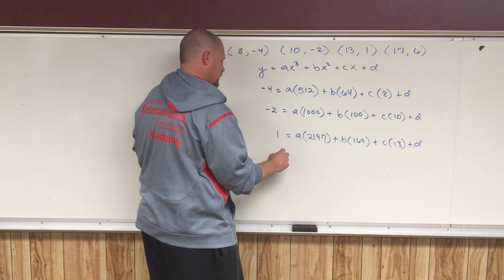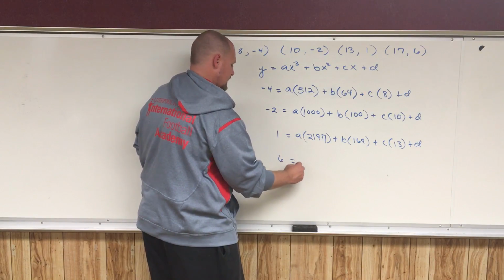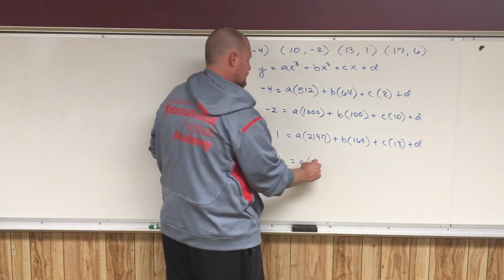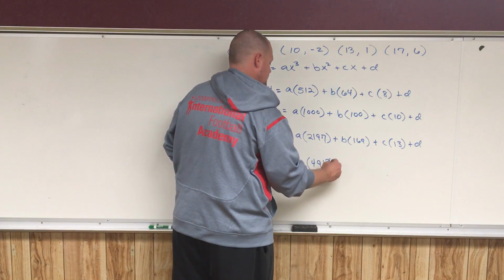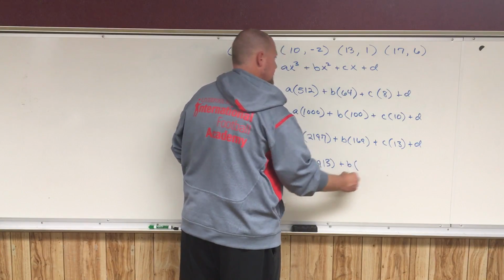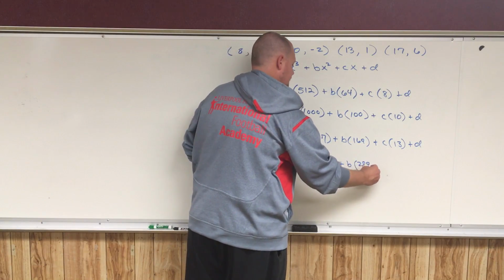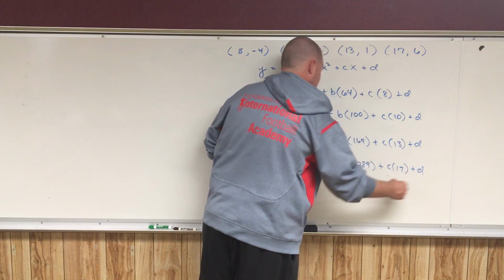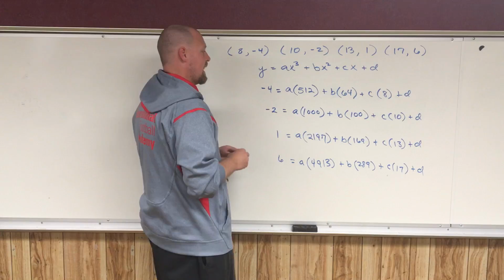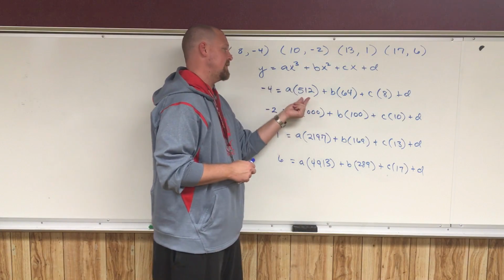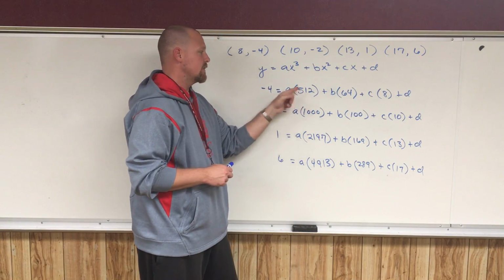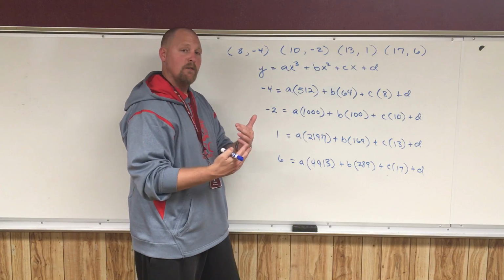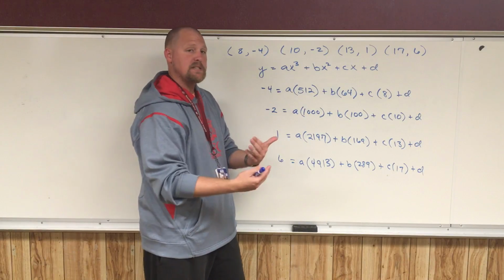And then our last one here is 6 equals a times 17 to the third power, which is 4,913, plus b times 17 squared, which is 289, plus c times 17 plus d. So what we have here is we have these equations where we take the coefficients, the number next to the letter, and we put them in an arrangement that's called a matrix or an augmented matrix.